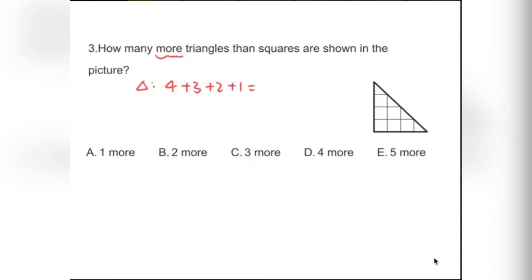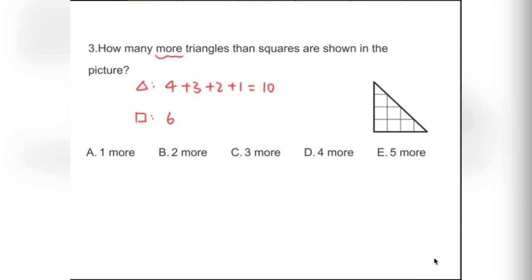So actually, how many triangles are there? You will get 4 plus 3 plus 2 plus 1. The answer is 10. And then following this, what about the square? Well, when it comes to a square, also we just count from the smallest to 1, which is 1 by 1 square. For 1 by 1 square, how many can you see? We have 1, 2, 3, 4, 5, 6, right? So here we have 6.